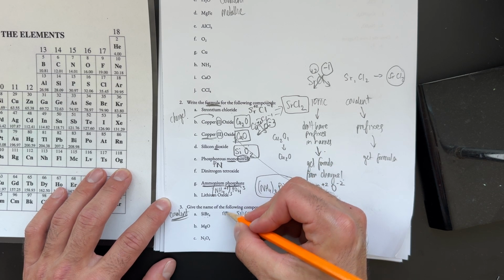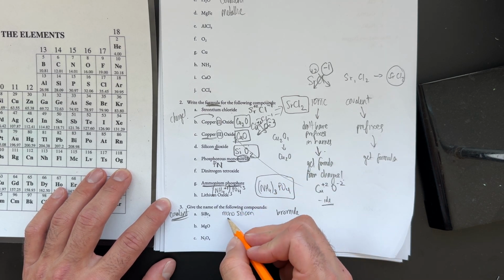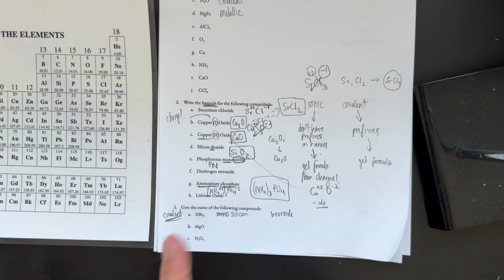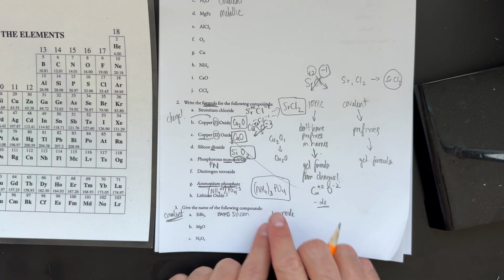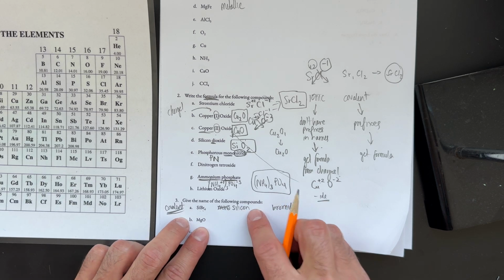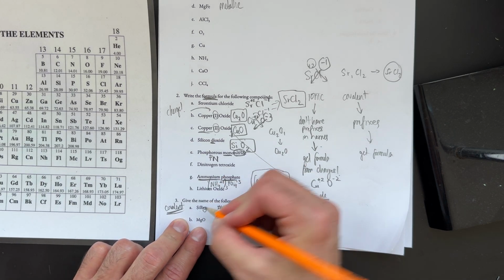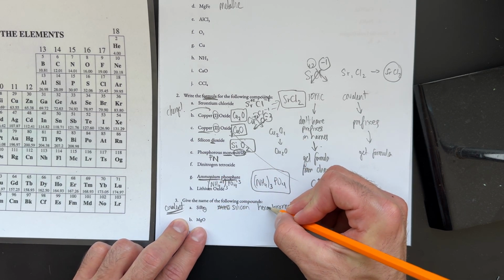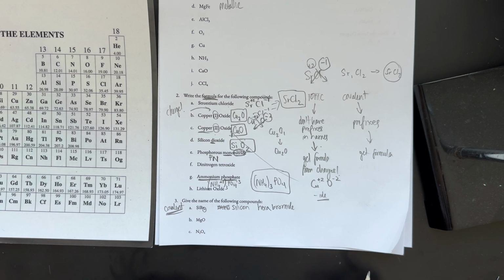It's 1, so you might be tempted to use mono, but remember, we actually don't put the mono in front of the first element, okay? For the second element, we could, but we never put it for the first. Remember carbon dioxide, that's CO2. We don't say monocarbon dioxide, we just say carbon dioxide. And so no mono, silicon, there's 6 which is hexa, so silicon hexabromide.